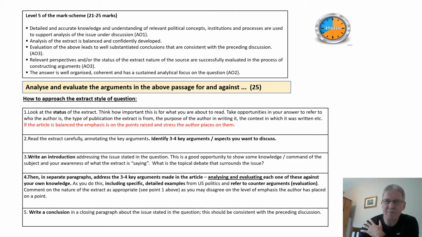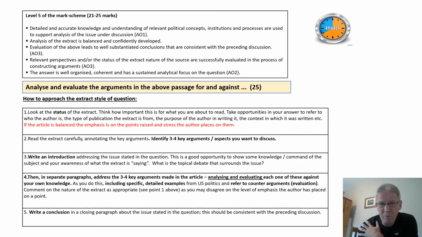Now, this is an adaptation of Mr. Brown's slide in terms of extract questions, and a few points I just want to raise with you here. If you look at point 1, I think the likelihood is that the extracts that you get will be balanced. In that situation, you need to think about how the author stresses the points that are made, either points in favour or points against. They may use particular language with this, and that's something you can pick up on.